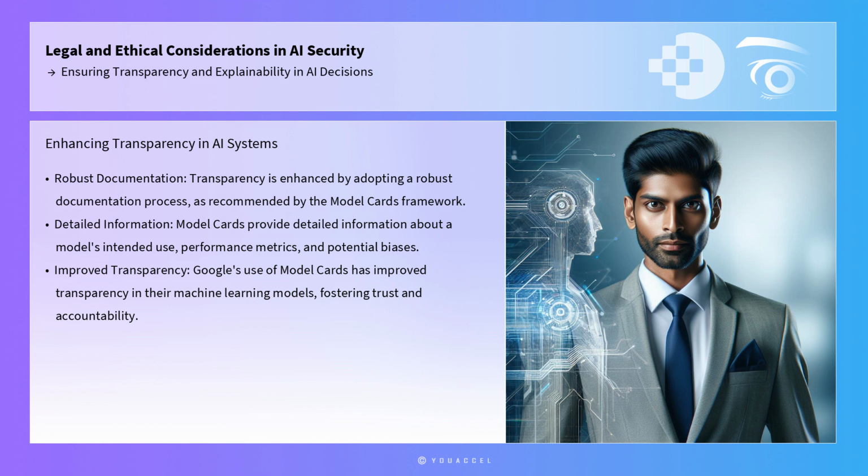Moreover, transparency in AI systems is enhanced by adopting a robust documentation process, as recommended by the Model Cards framework. Model cards provide detailed information about a model's intended use, performance metrics, and potential biases. This documentation facilitates better understanding and communication among developers, users, and stakeholders, ensuring that AI systems are used appropriately and effectively. For instance, Google's use of model cards has improved transparency in their machine learning models, fostering trust and accountability.